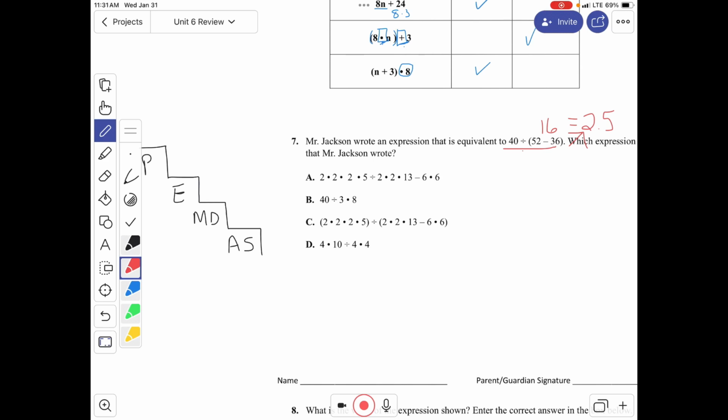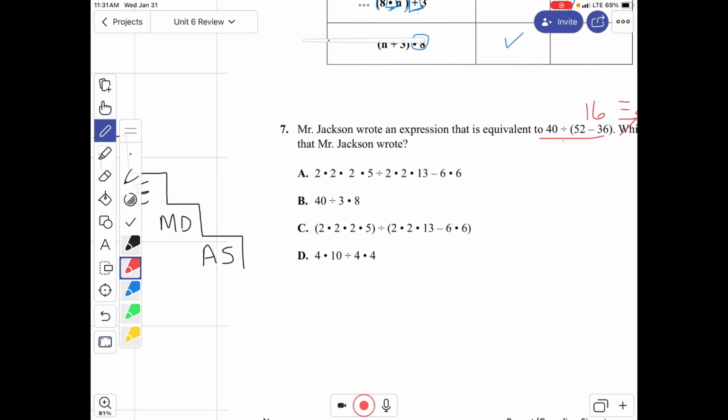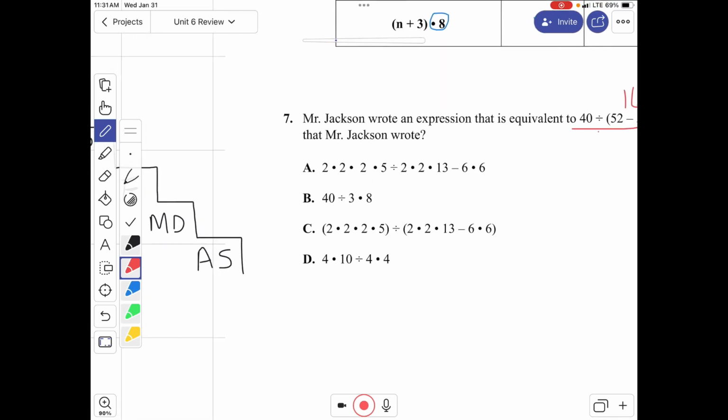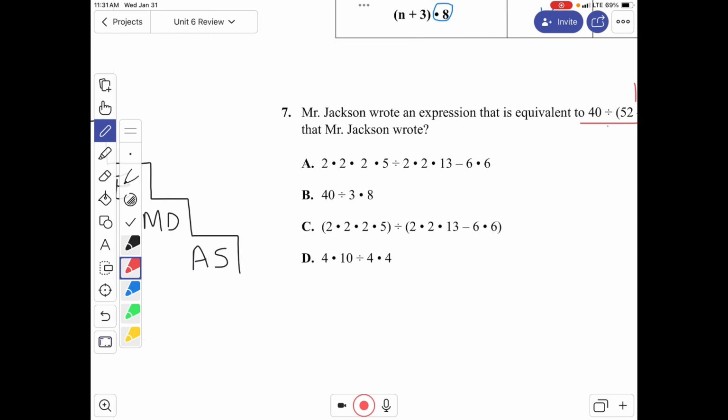Now we need to work out all the answer choices to see which one comes out to 2.5. I'm looking at choice A, and it doesn't have parentheses or exponents. So the next thing would be multiplication. So I'm going to do multiplication and division from left to right until I get to the subtraction sign. So 2 times 2 is 4. 4 times 2 is 8. Then 8 times 5 is 40.